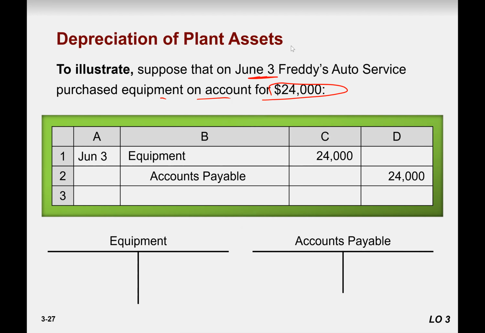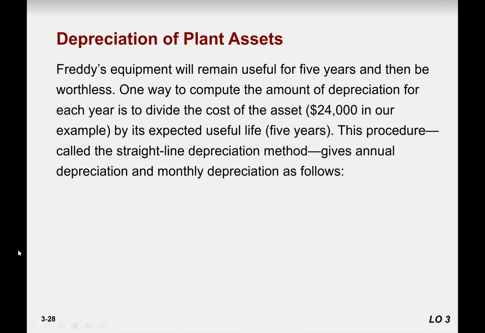Now, let's talk about its depreciation adjusting entry. Friday's equipment will remain useful for 5 years and then will be worthless, which means it will be sold at zero price. One way to compute the depreciation is to divide by the number of years of useful life. So 24,000 divided by 5, we call this the straight line method. We'll talk about this in the depreciation chapters. You just allocate the cost of the equipment over its useful life.